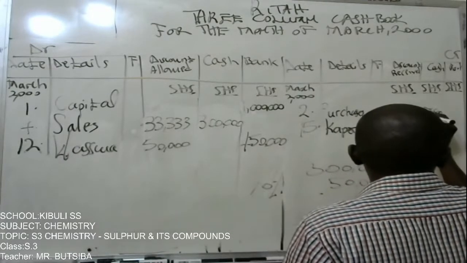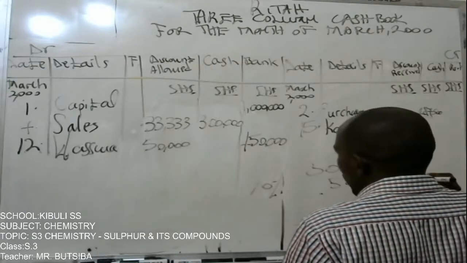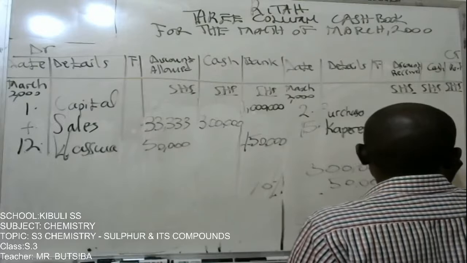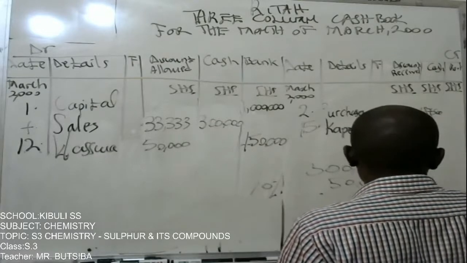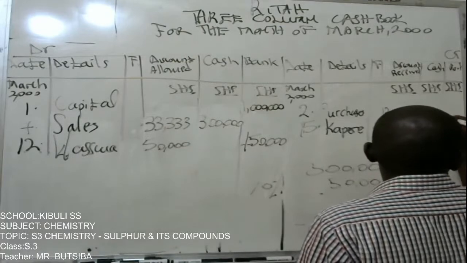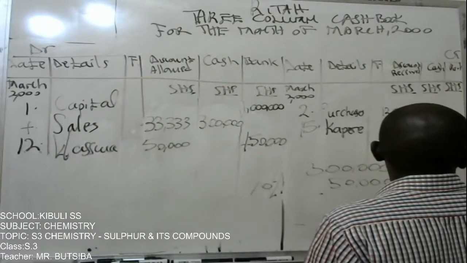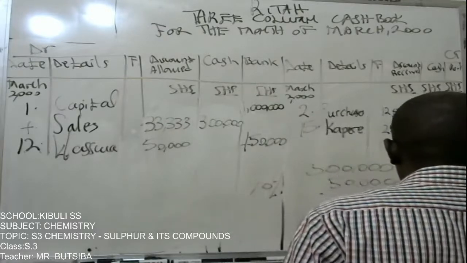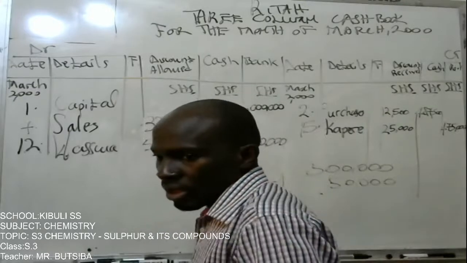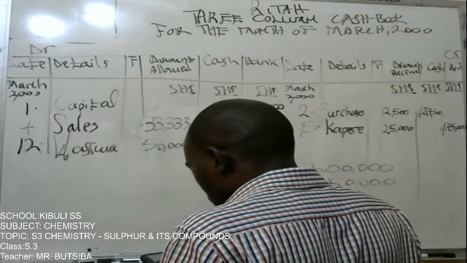So that means you subtract 25 from 500. Then you remain with 475. 475 what? Thousand. 475,000. Okay. You move on.